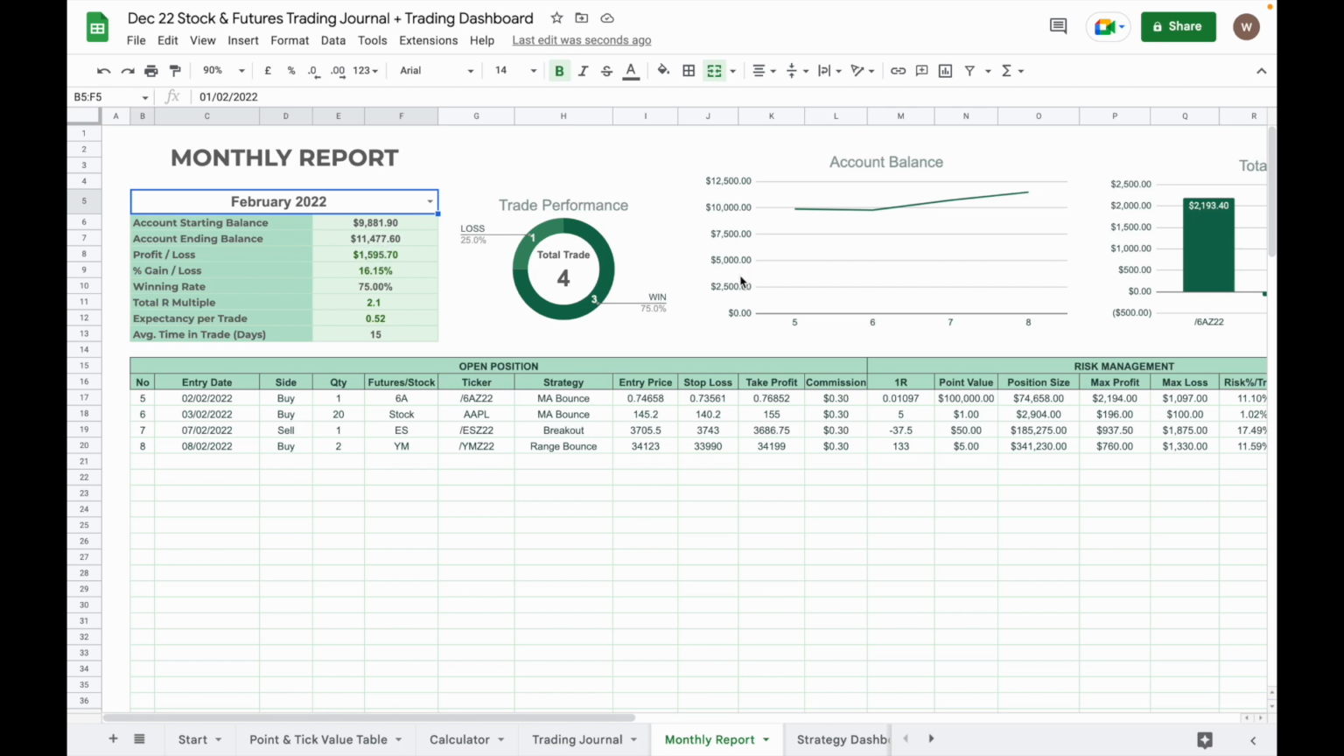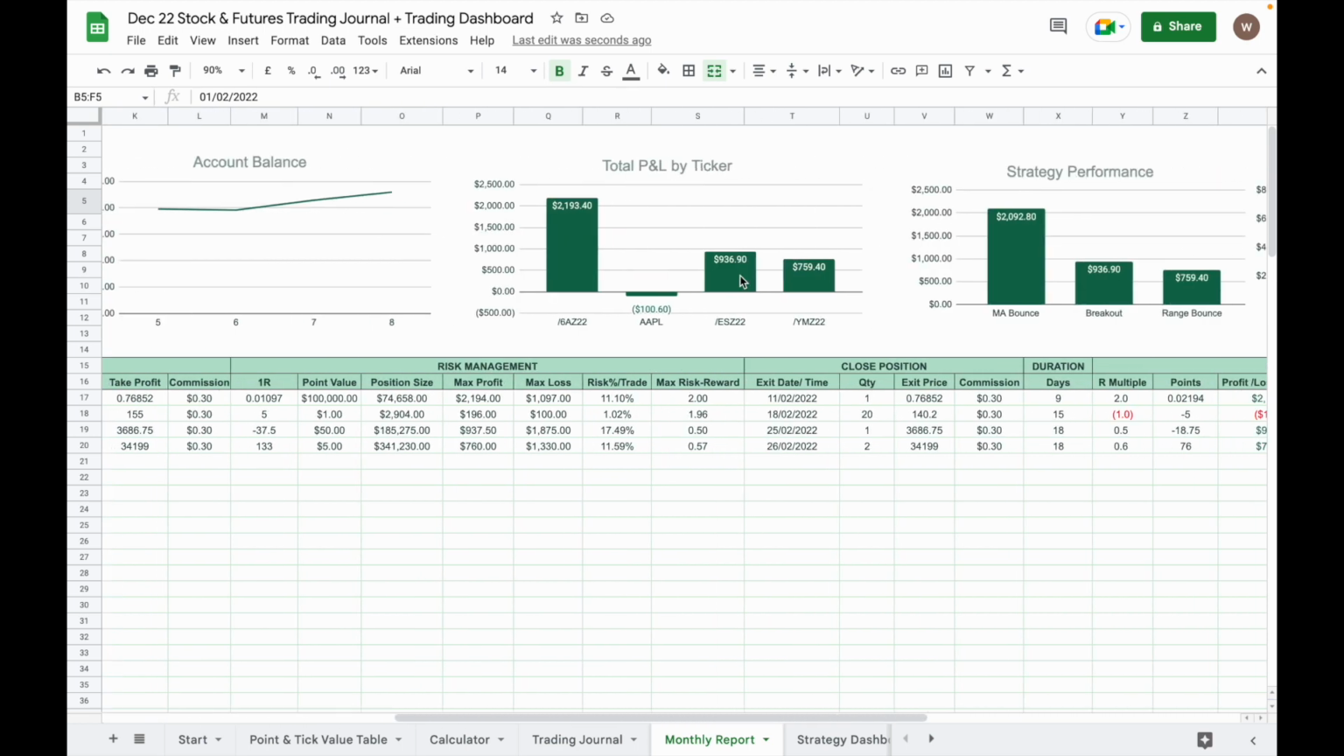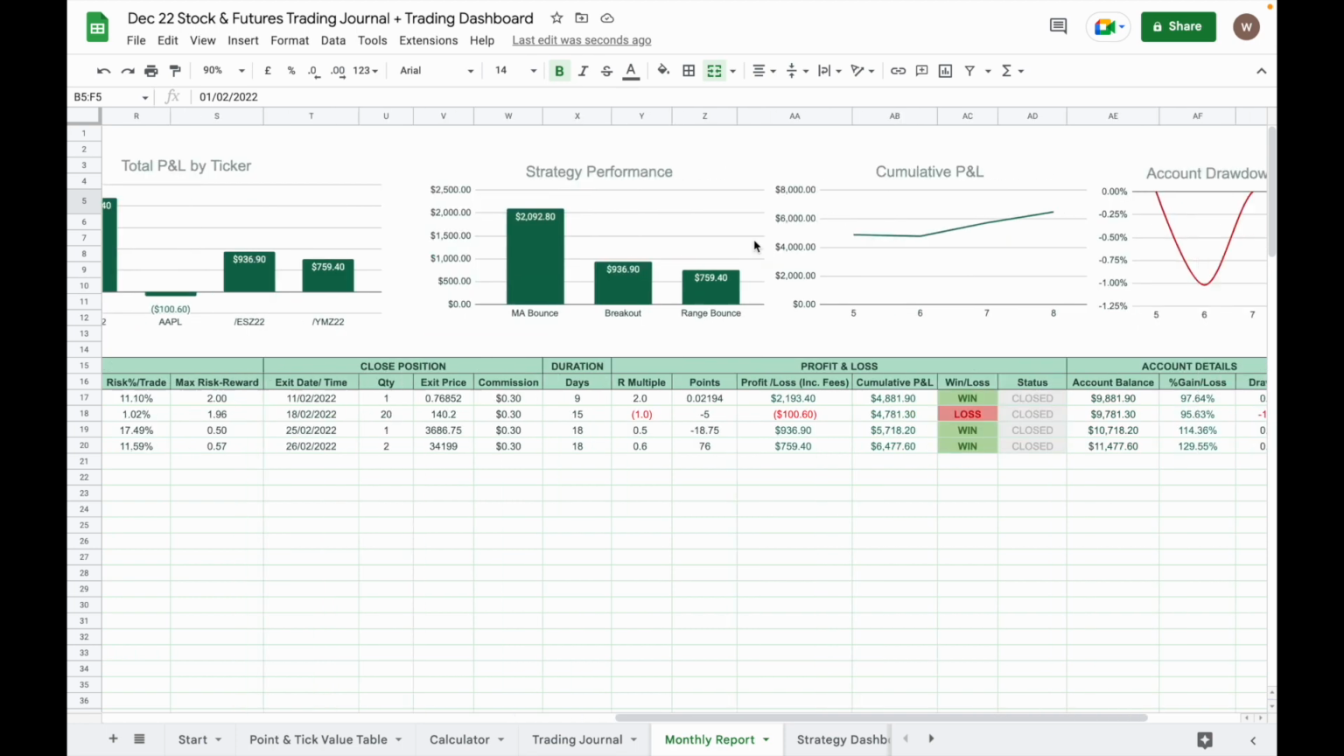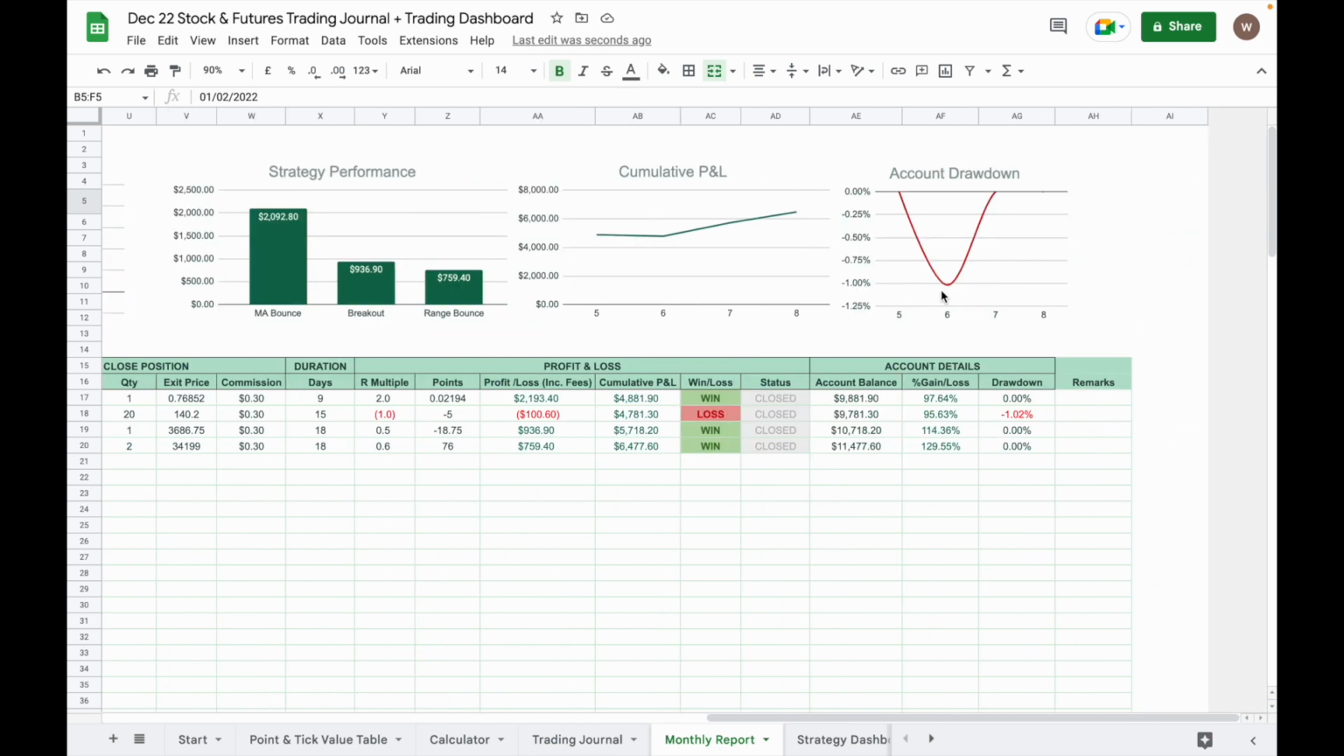The dynamic chart here will show your account balance, your total P&L by ticker, the performance of each strategy, the cumulative profit and loss, and your account drawdown.